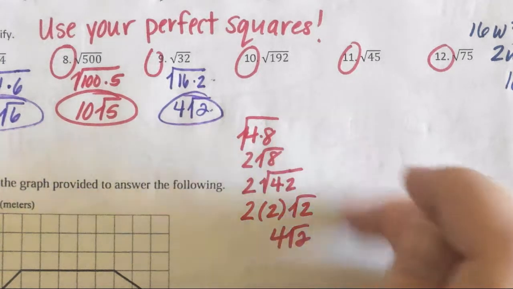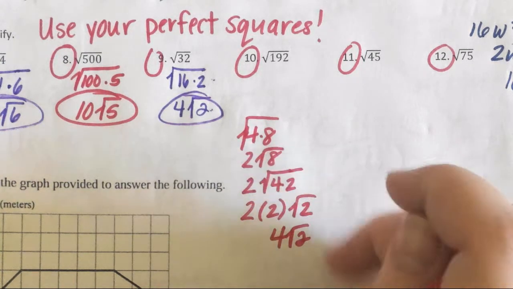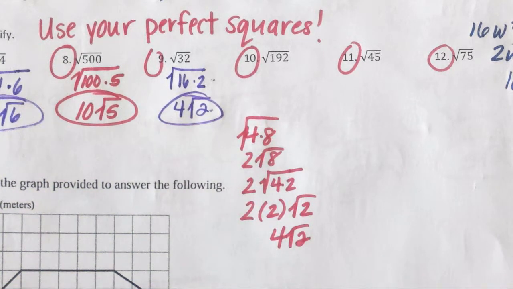Now, if you follow those steps, it's not going to be a problem. But if you don't know what's going on, my suggestion is find the biggest perfect square possible. Biggest one possible.